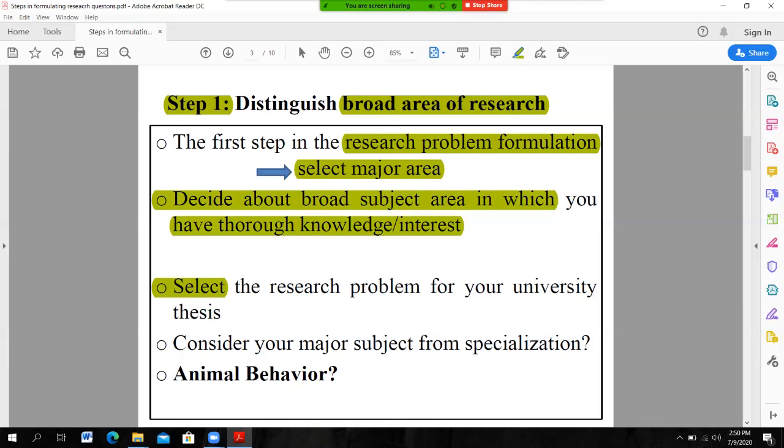As we have already discussed, research is actually part of the academic degree. So the major subject must be relevant to the field of specialization. For example, the student of zoology must select an area which is relevant to the field of zoology. Let's take an example that for the research topic, one selects the subject animal behavior.